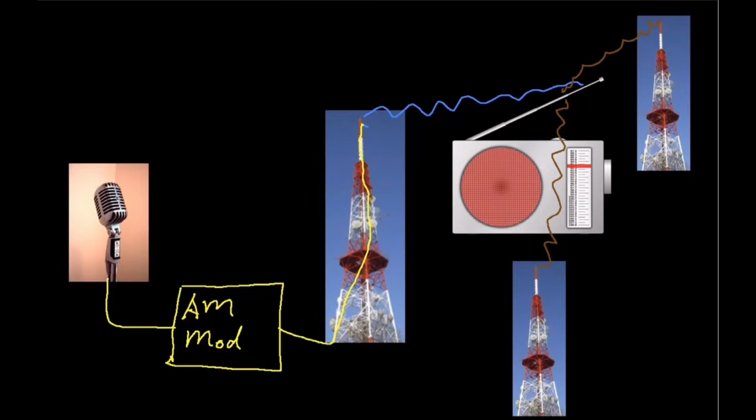And it turns out that analysis of this system really works best in the frequency domain because in the frequency domain you can see all the different things that are happening in the modulator, and then you can see what happens in the radio receiver as well.